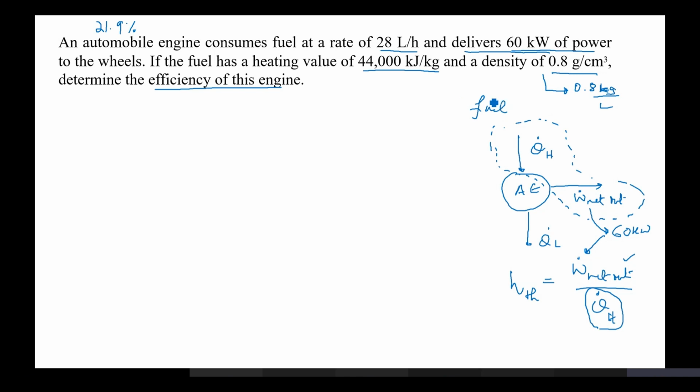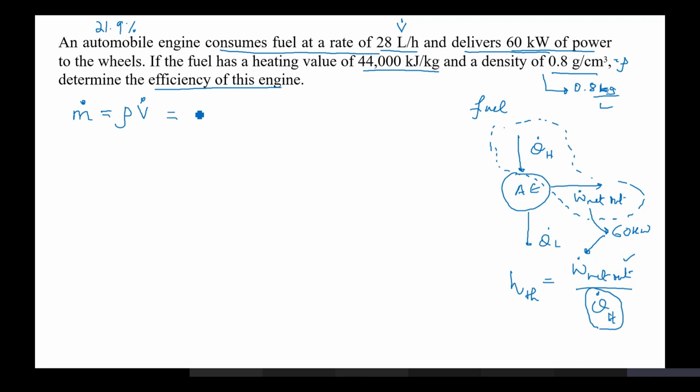The rate at which the fuel is being consumed is given to me as 28 liters per hour. Density is also given to me. This rate, 28 liters per hour, is essentially the volume flow rate, and density is represented by rho. So if I want to find the mass flow rate, it is equal to density multiplied by the volume flow rate.